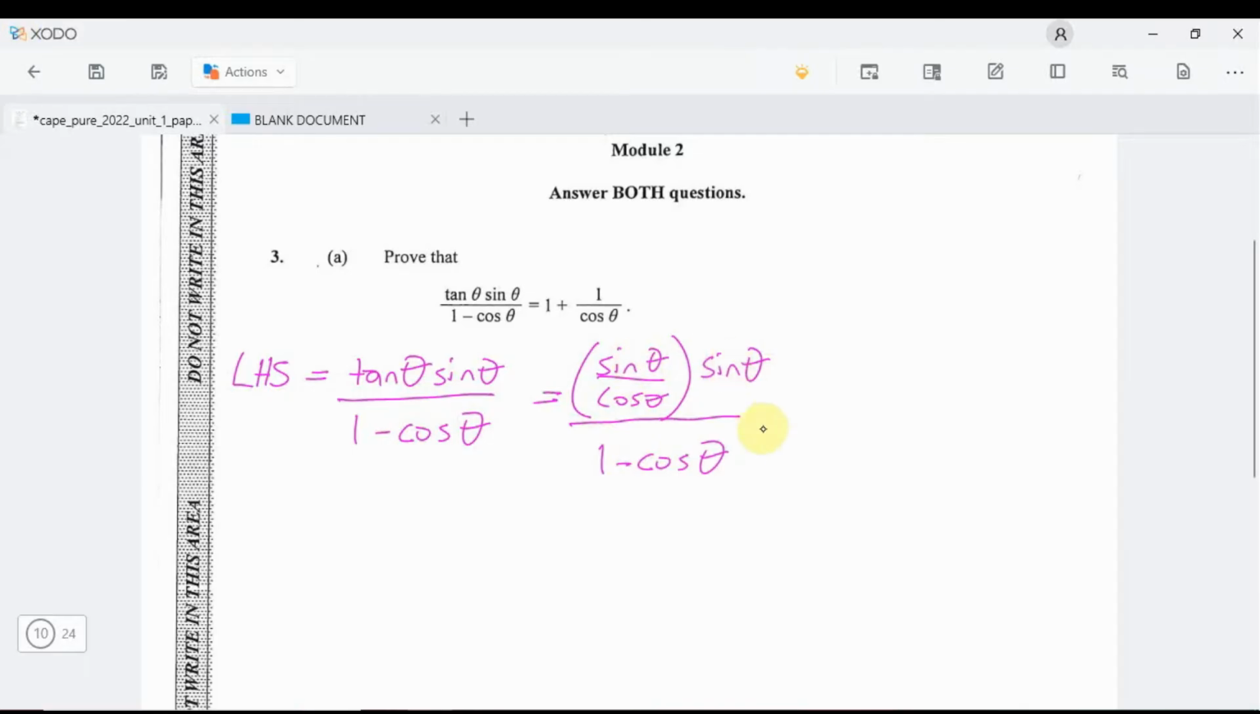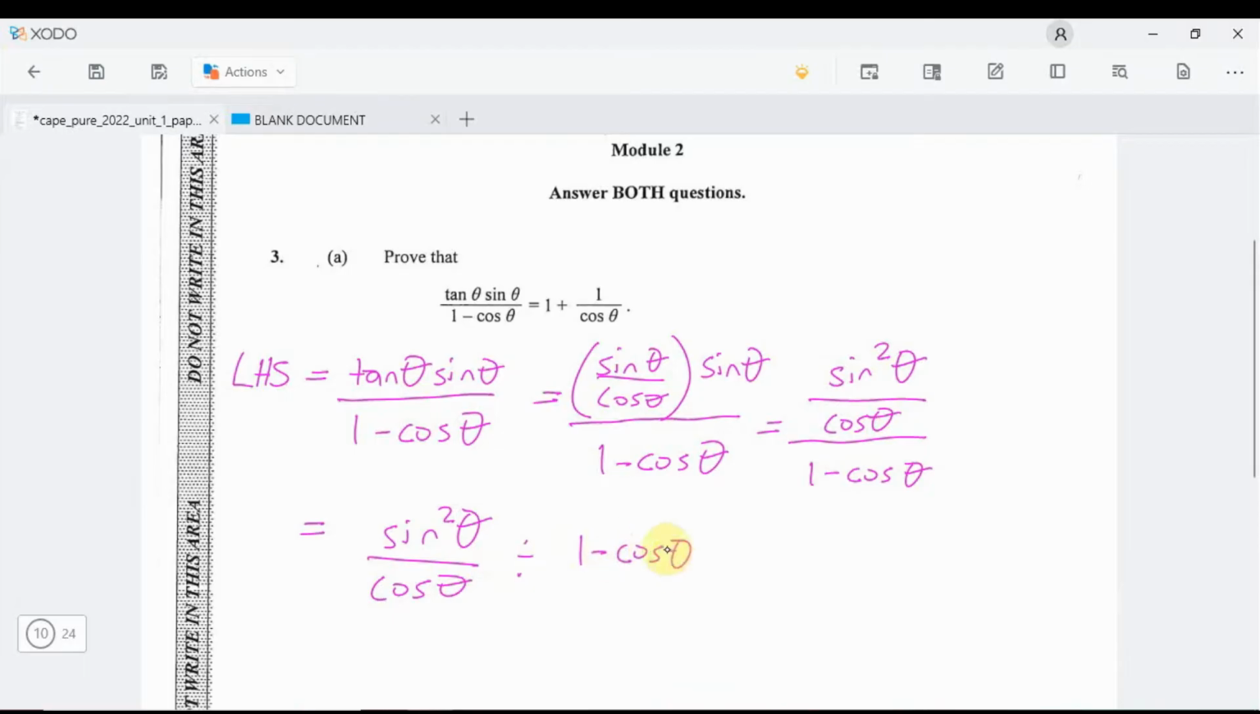But then sine times sine is what? Sine squared theta over cos theta divided by 1 minus cos theta. We can go further and rewrite this right here as sine squared theta over cos theta, and dividing by 1 minus cos theta, right? But dividing is the same as changing the division sign to multiplication. There's a reason why I'm doing this. I want us to see all the steps clearly.